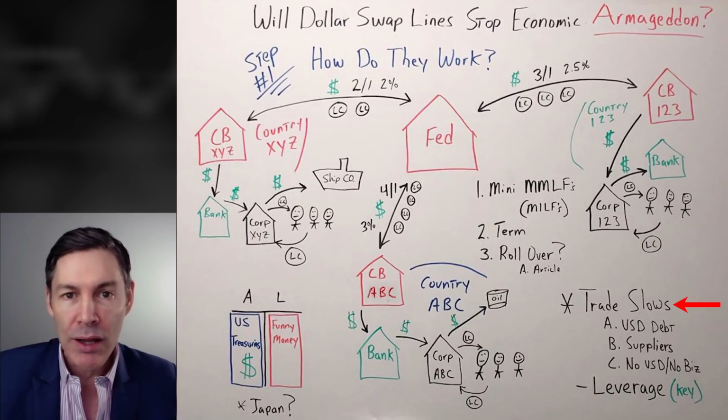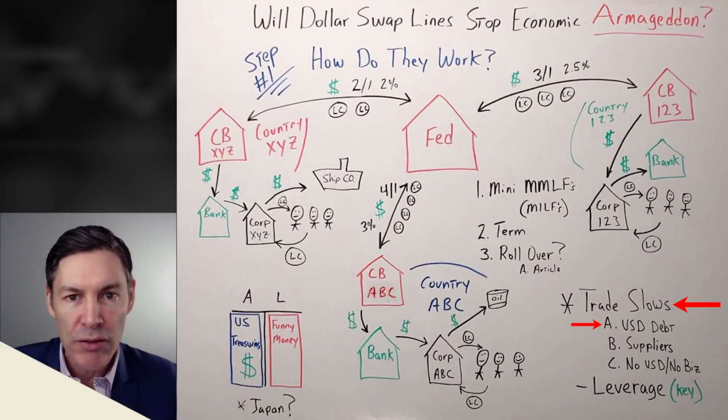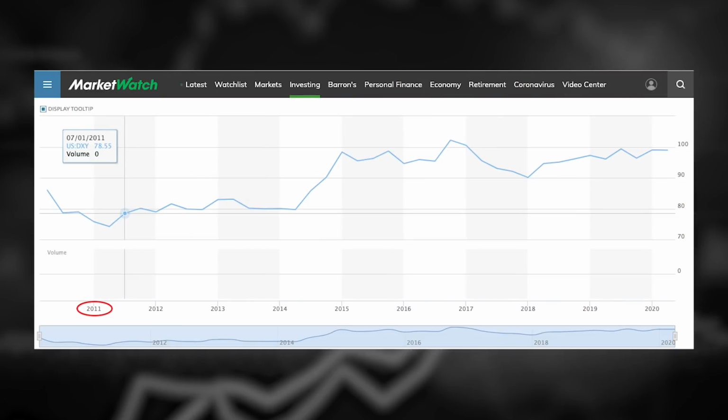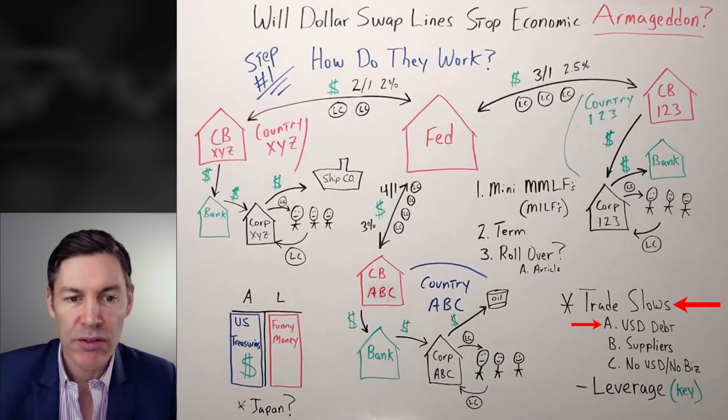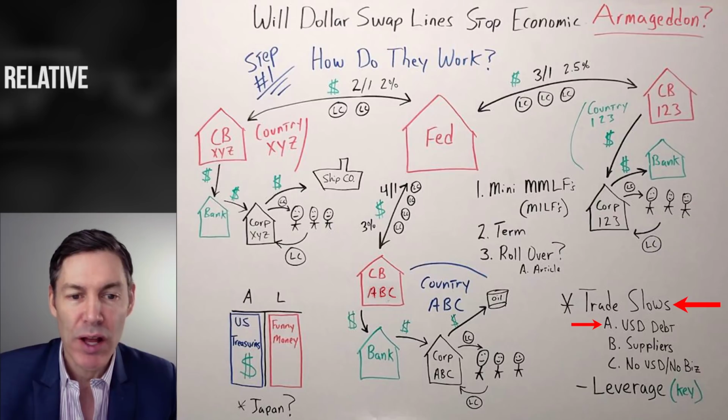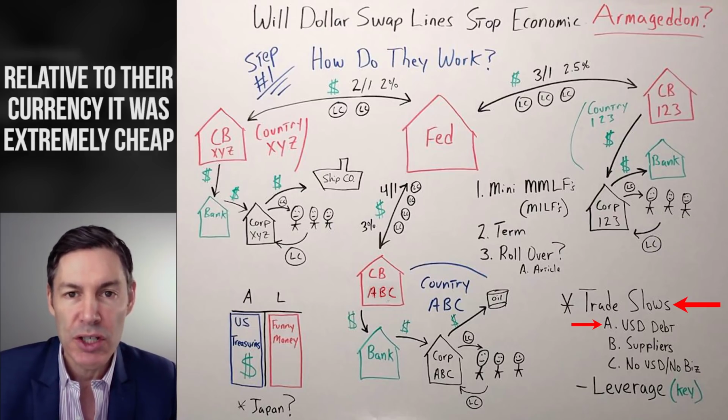But remember, a lot of these corporations and countries themselves have tremendous amounts of dollar-denominated debt. Why is this? Editor, throw up a chart of the DXY going back to 2011, 2012. Back in 2011 and 2012, the dollar got extremely cheap, all the way down below 75 on the DXY. So all these countries and corporations loaded up on dollar-denominated debt because relative to their currency, it was extremely cheap.